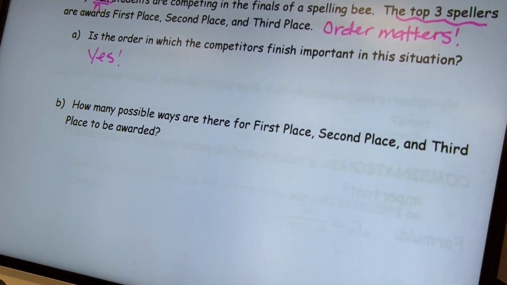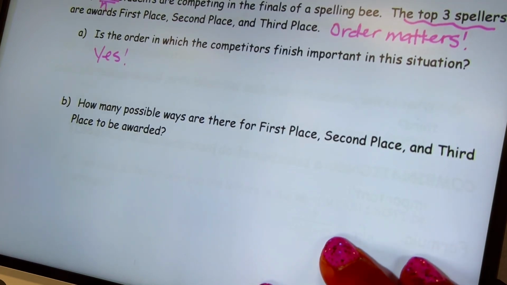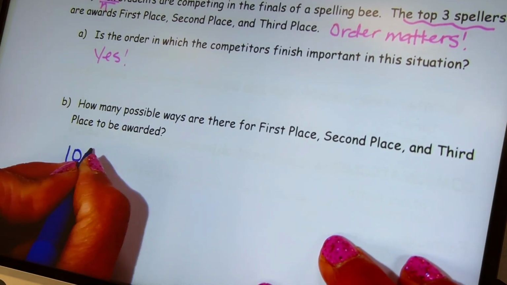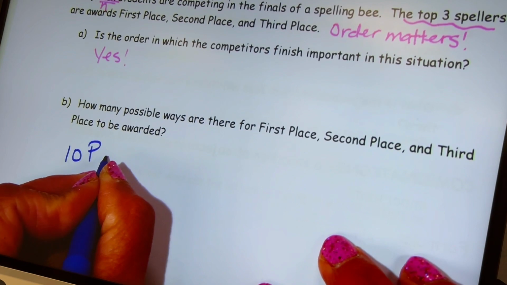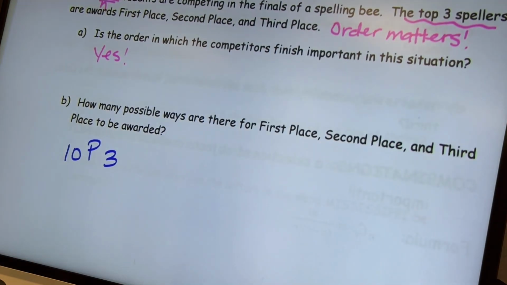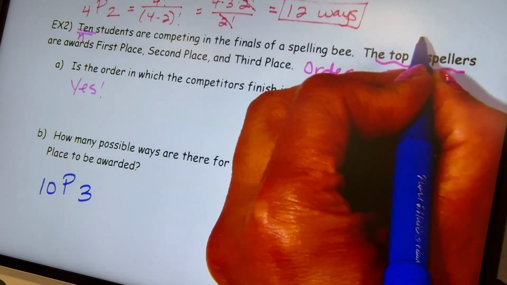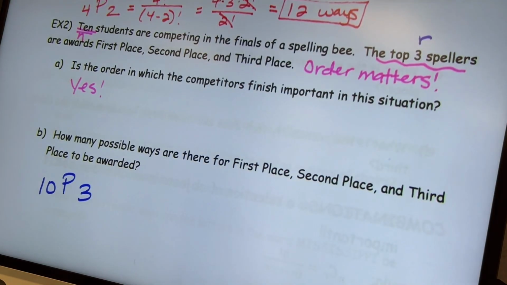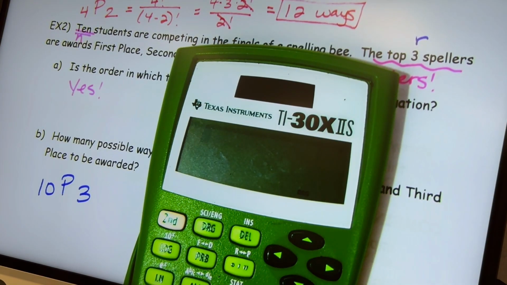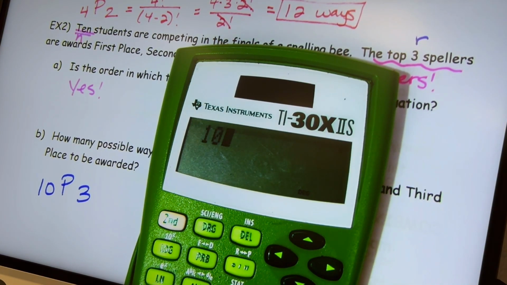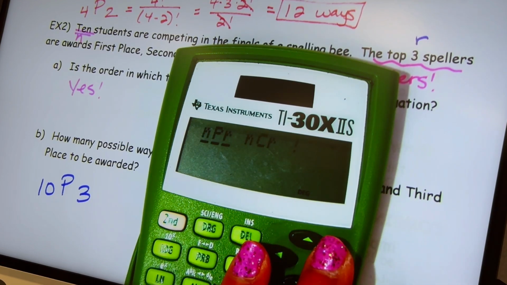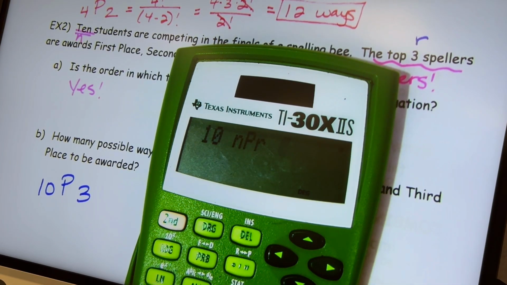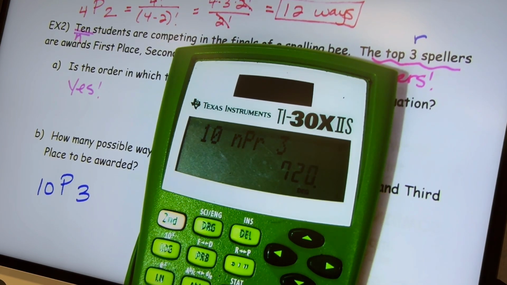All right, so letter B, how many possible ways are there for first, second, and third place to be awarded? Well, there's how many students total? 10. And how many places are being awarded? 3. So 10P3. The top 3 spellers, that is our R, okay? So we're using 10P3. You can do it the long way, but we've got a calculator here, so you just have to type in 10, find your nPr button, and then 3, and you get your answer. It should be 720.